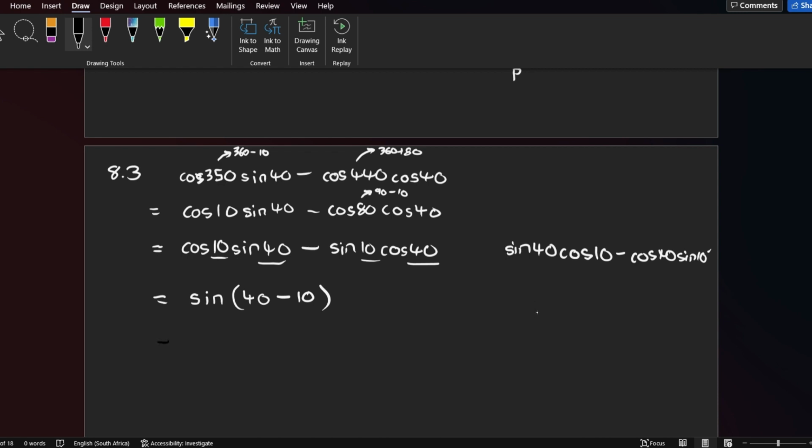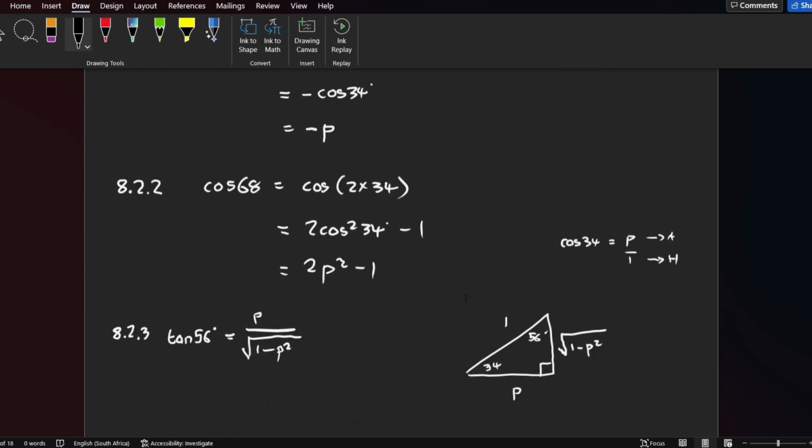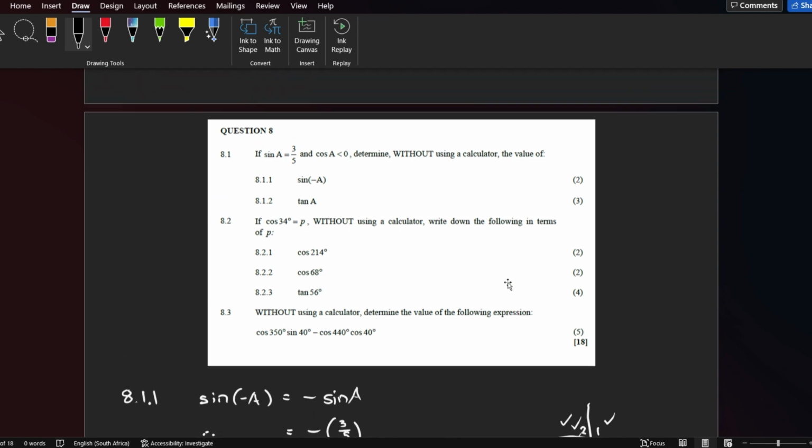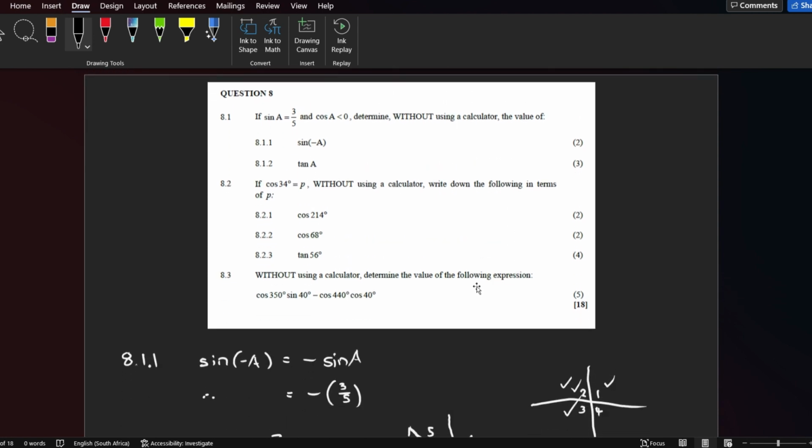And once you have that, you simplify this. This becomes sine 30, and we know sine 30 is a special angle which equals a half. And we have now calculated the value of this trigonometric expression without using a calculator. Alright, so that brings us to the end of this question on trigonometry, and thank you for watching.